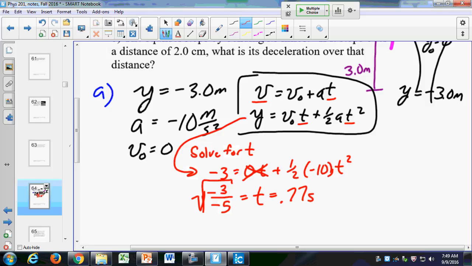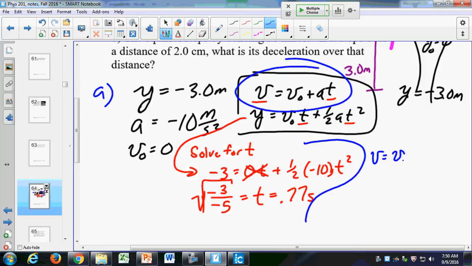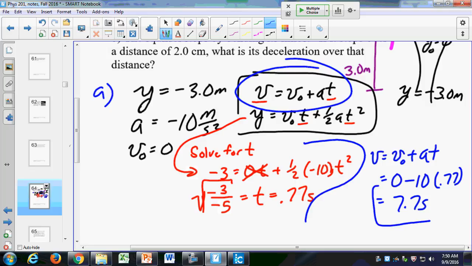Okay, so now I solve for t, and now that I know t, I can take this and find his velocity. So I say v is v naught plus at, 0 minus 10, that's my acceleration, times 0.77, that's 7.7 seconds. Or excuse me, 7.7 meters per second. All right, so that's part A.